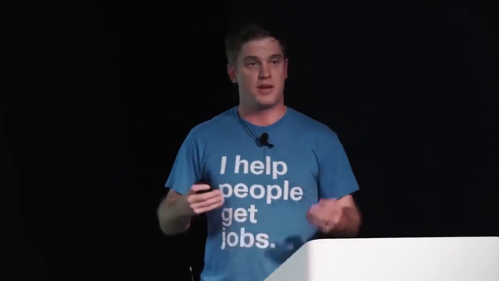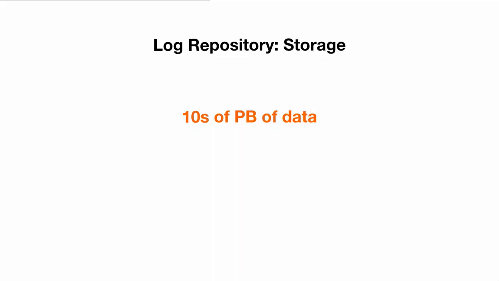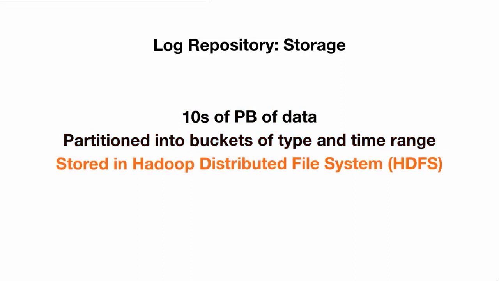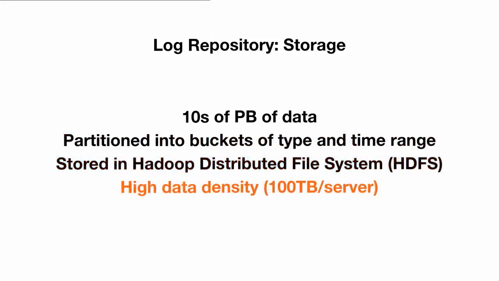One of the big factors is we have a ton of this data. We have tens of petabytes of this data, which we partition into buckets of time and type using a partitioning algorithm. Basically, every bucket of time and type is one giant file that's compressed and stored in Hadoop Distributed File System, or HDFS. High data density, 100 terabytes per server. One other interesting characteristic is we store a ton of this data per server.